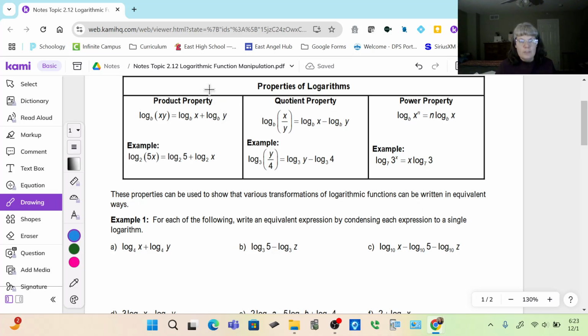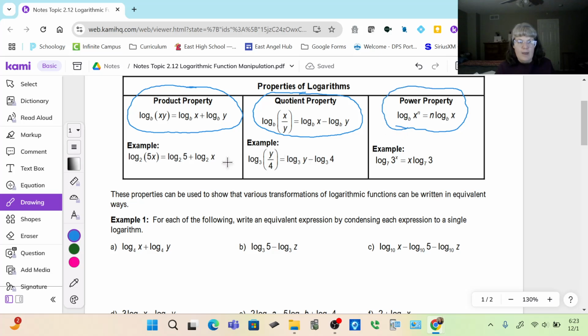So our three properties that we need to pay attention to: the product property. If you have a logarithm of a product, you can expand it to be the logarithm of a sum. If you have the logarithm of a quotient, that's why we call this the quotient property, you can change it to be the logarithm of a subtraction. And the power property: if you have the logarithm of a value raised to a power, that power can be written in front as n times the value of the logarithm. So these are our three properties that we're going to use.